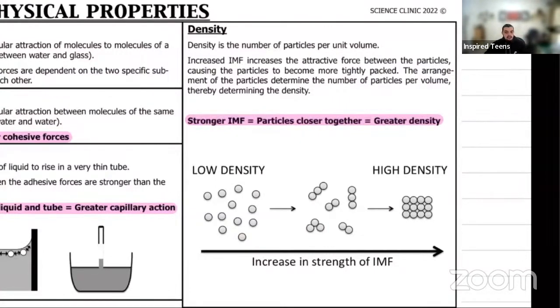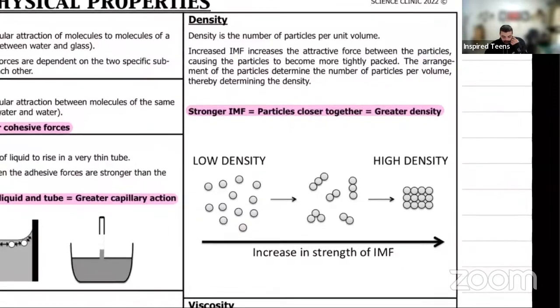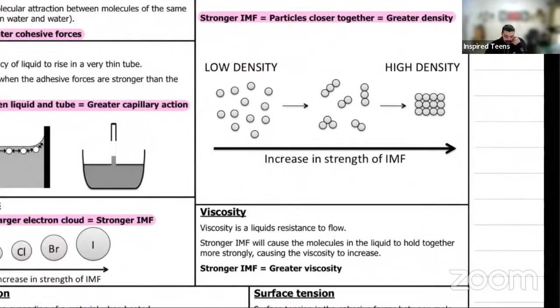So the higher the density, the stronger the intermolecular force, right? And we can see like gas, liquid, solid type thing, right? Going from low density to high density, that would increase the strength in intermolecular force, which makes sense because if they're more closely packed together, their bonds are going to be closer and they're going to be stronger.